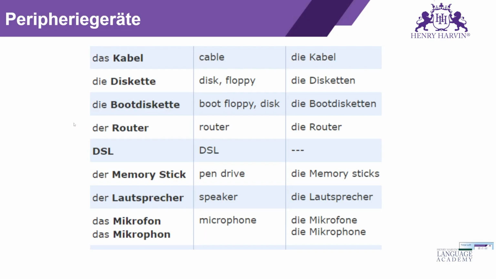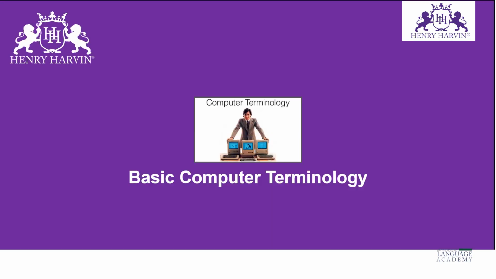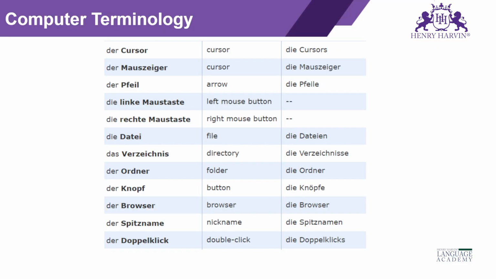Disk or floppy, that's called as the Diskette. Boot floppy or disk, like the Boot-Diskette. Router is router only. DSL is DSL. Pen drive is memory stick, der memory stick. Lautsprecher, that is speaker. Microphone, that is Mikrofon. Joystick, that's joystick. Some of the basic computer terminology. Cursor is cursor. Again we can also say Mauszeiger. Arrow as file.